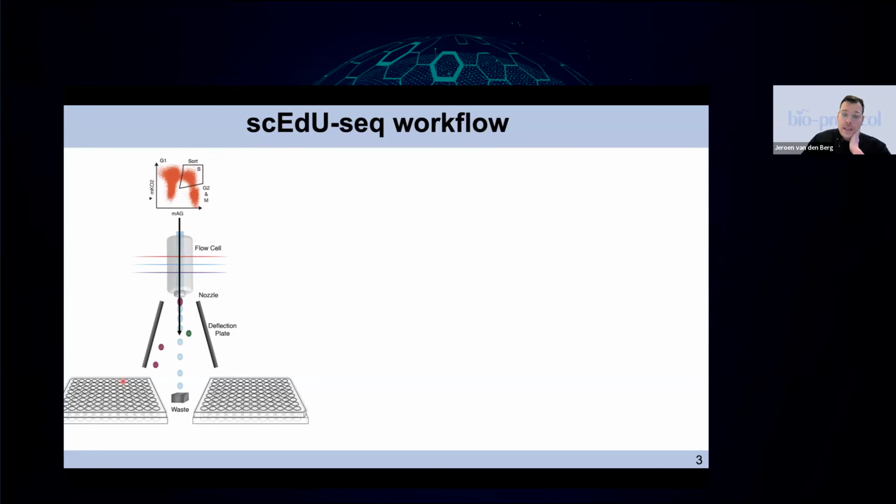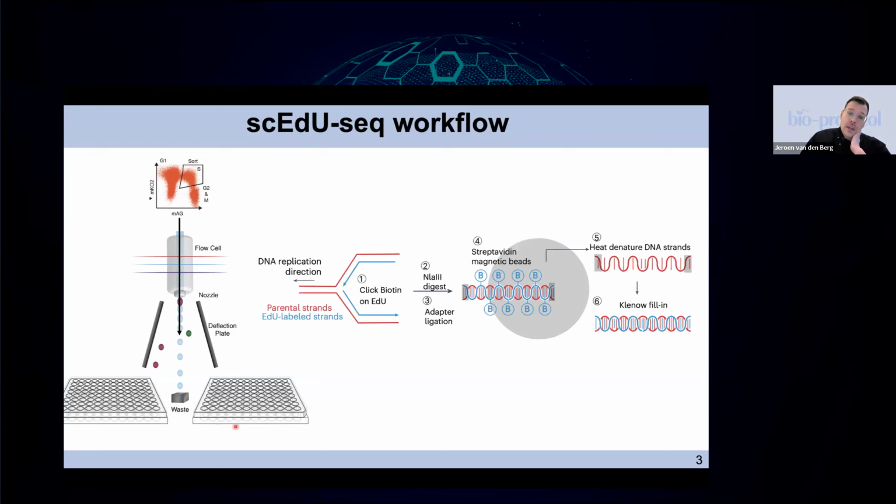Then with these 384-well plates, we can perform our molecular biology to extract the relevant DNA replication tracks. So what we do is that first we start with incubating the cells with EdU, then we get a labeled stretch of DNA, here indicated in blue.